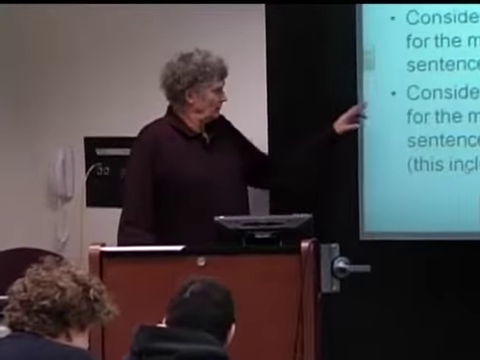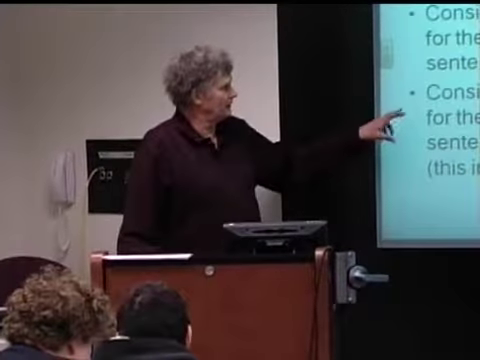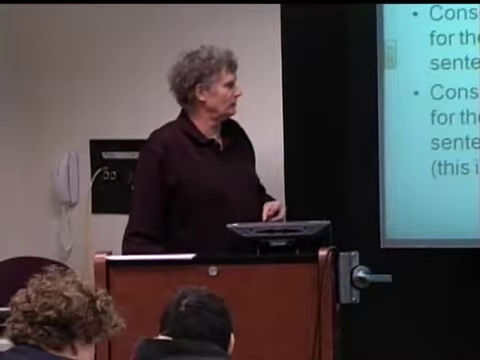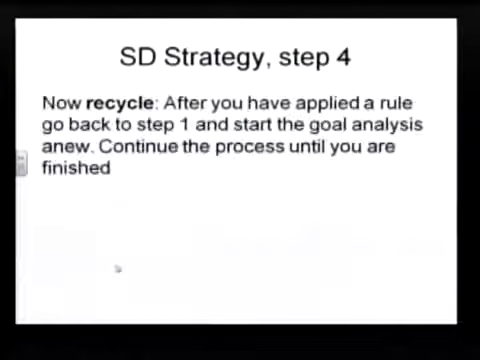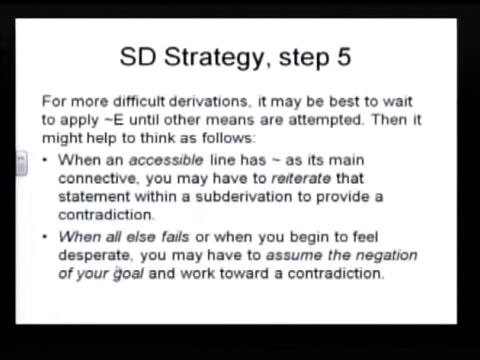So that's part. The second bullet here says, consider the elimination rules that are appropriate for the main connectives of any accessible sentences you may have already derived. And this includes your assumptions. And once having done that stuff, you just go back and do it again as often as you need to until you reach your conclusion. That's basically the three rules, although there's this advice.